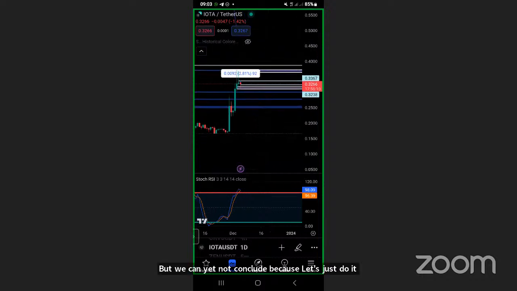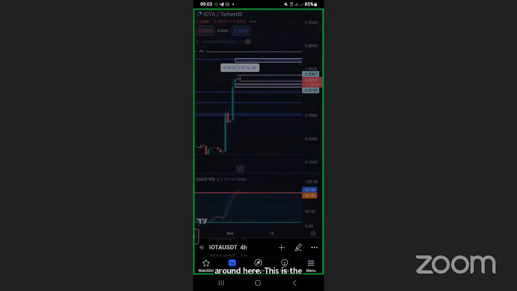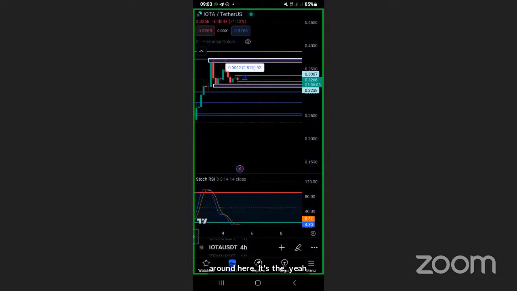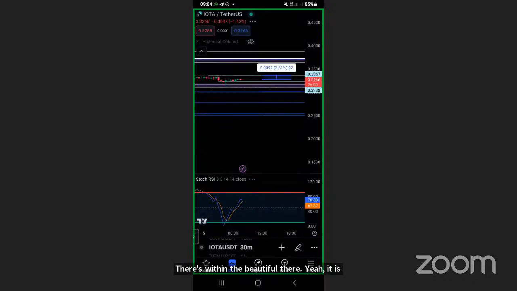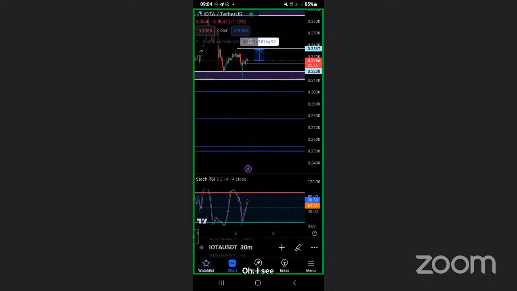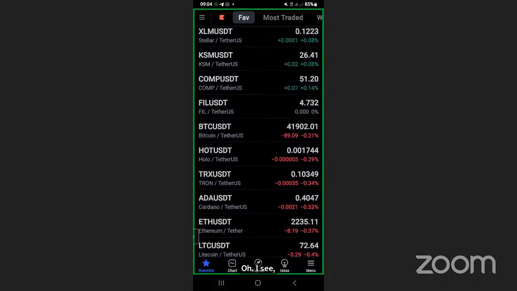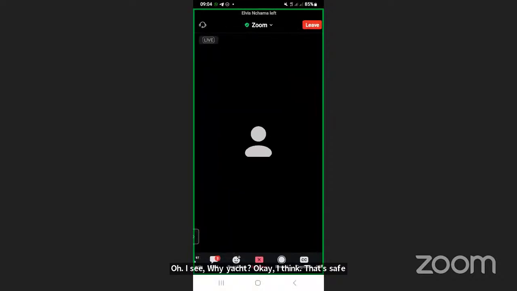In the high time frame, 1 day, it's telling us it's already there. 4 hours, it is within the period there. Here it is midway. 30 minutes, it is just there. Let's see how it unfolds for IOTA. Okay, I think that's safe. We may end here for today.